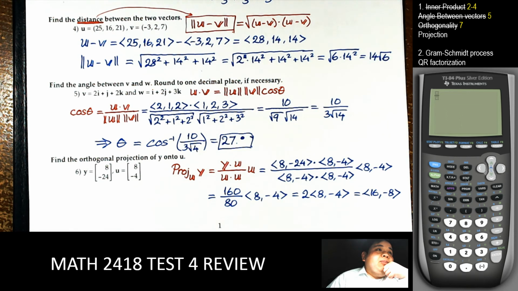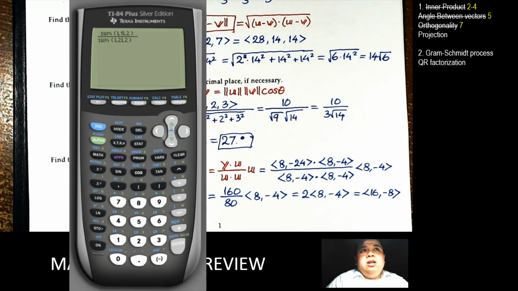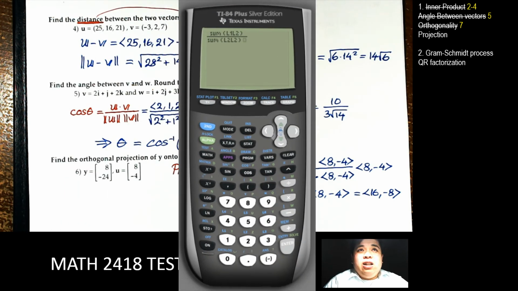So second stat, go to math, option number 5. We have list 1 times list 2. At the bottom, second stat, option number 5, list 2 times list 2. So that is the formula for dot product. Let me zoom a little bit bigger for a moment. See if we can get even bigger than that. No, sorry, that's the biggest we can get.